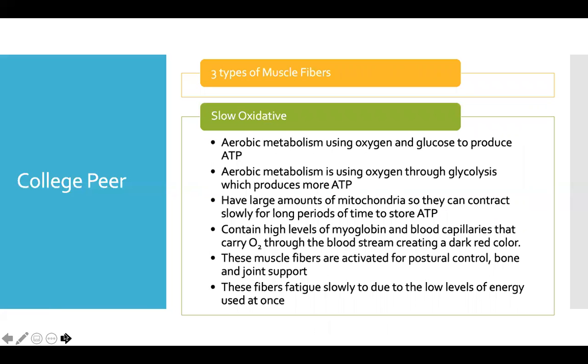There are three types of muscle fibers. The first is slow oxidative. They use aerobic metabolism, using oxygen and glucose to produce ATP. Aerobic metabolism is using oxygen through glycolysis, which produces more ATP. They have large amounts of mitochondria so they can contract slowly for long periods of time to store all of this ATP. They contain high levels of myoglobin and blood capillaries that carry oxygen through the bloodstream, and this creates a dark red color. These muscle fibers are activated primarily for postural control and bone and joint support. These fibers fatigue very slowly due to the low levels of energy used at once.